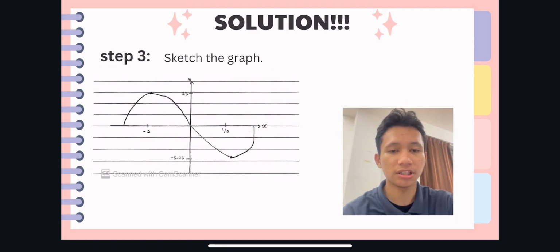So step 3 is the graph. From the equation we have (1/2, negative 8.25) as a minimum point and (negative 2, 23) as a maximum point. So this is the graph that we will get from the equation.